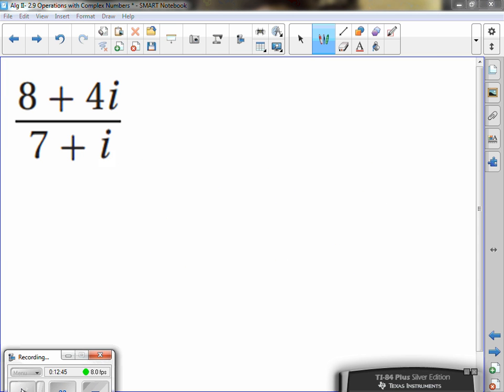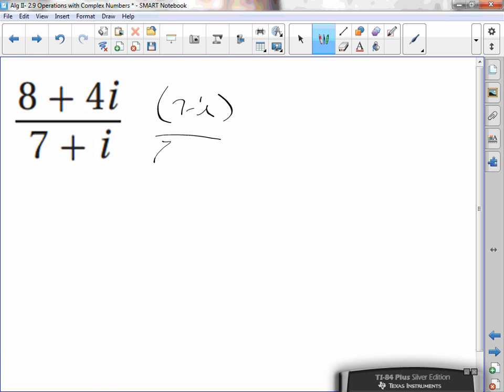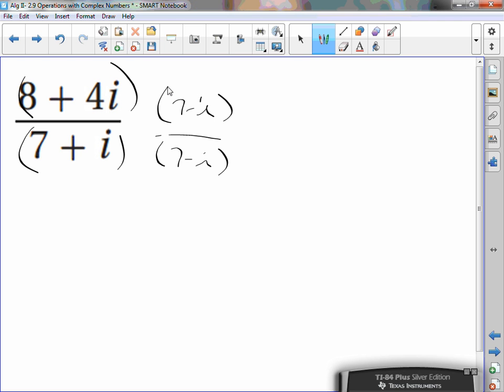Now, this problem, I had 8 plus 4i divided by 7 plus i. And I had you just do the first 2 steps. Now, the first step is to multiply by the conjugate of the denominator, which means you multiply by the same thing but the opposite of the imaginary. So instead of 7 plus i, I'm going to multiply by 7 minus i. And so that I remember that I have to FOIL, I just put parentheses around those also. Now distributing.